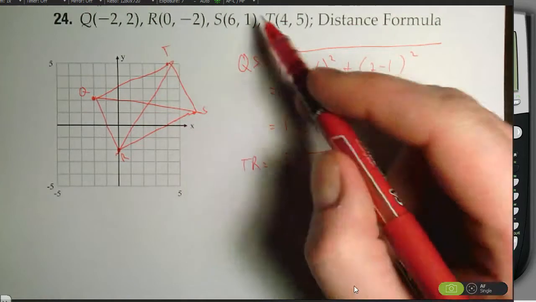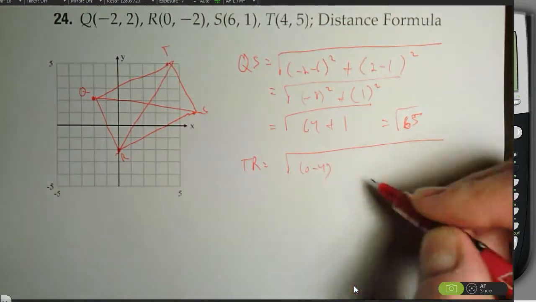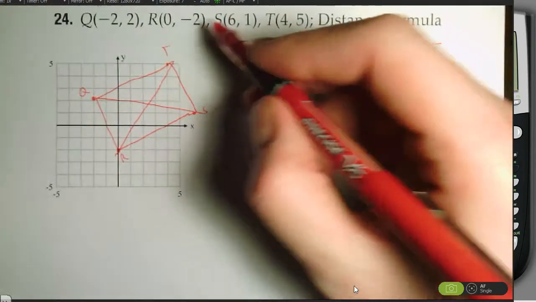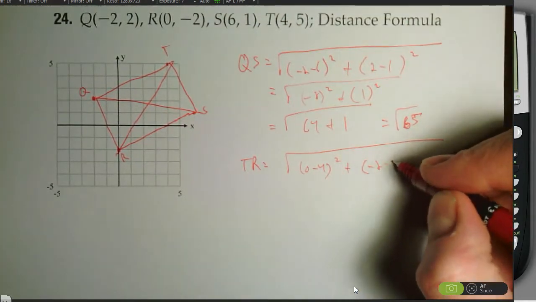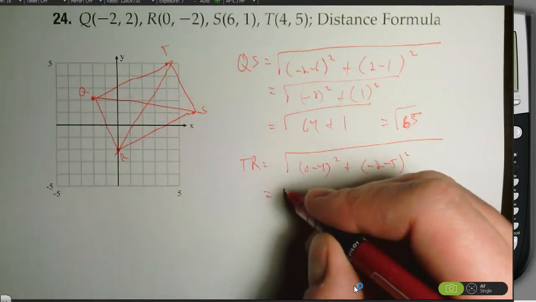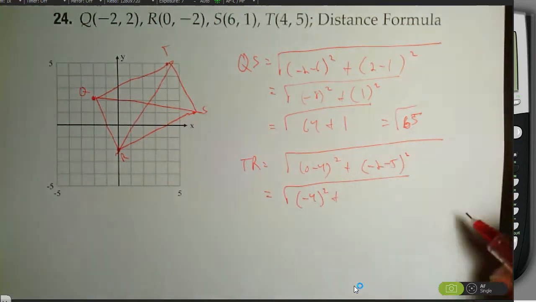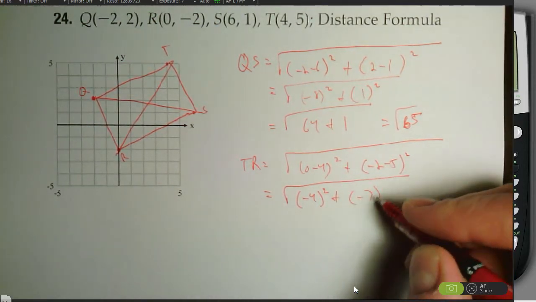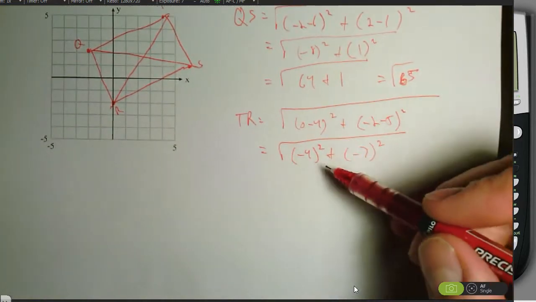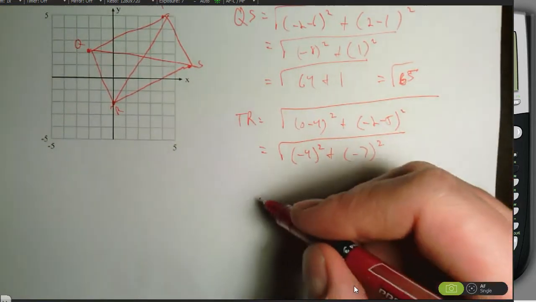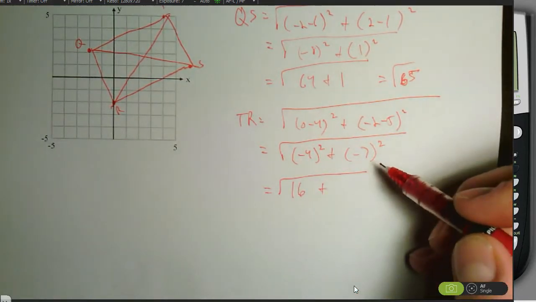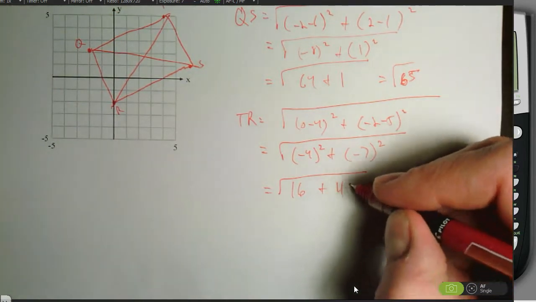So 0 minus 4 squared plus y minus y, which is negative 2 minus 5 squared. So 0 minus 4 is negative 4. I'll have to square that. Negative 2 minus 5 is negative 7 squared. And again, I keep putting these parentheses in here because I've got to remember, when I square a negative 4, it's negative 4 times negative 4, which is 16. When I square negative 7, it's negative 7 times negative 7, which is 49.